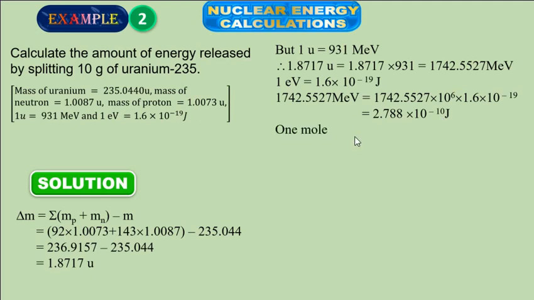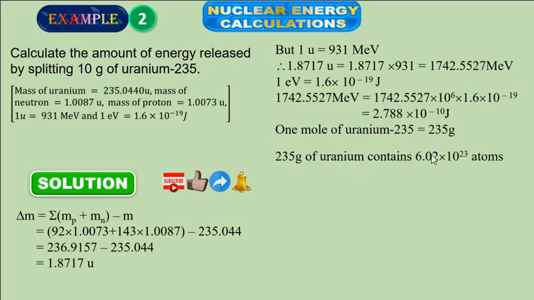So now, because of that, we say 1 mole of uranium-235 is having 235 grams. So therefore, 235 grams of uranium-235 will contain how many particles? Already you know that. That's 1 mole. That will give us 6.02 times 10 raised to the power 23 atoms. Then, if this contains this, then 10 grams will contain 10 over 235 times the number of particles you have in a mole.